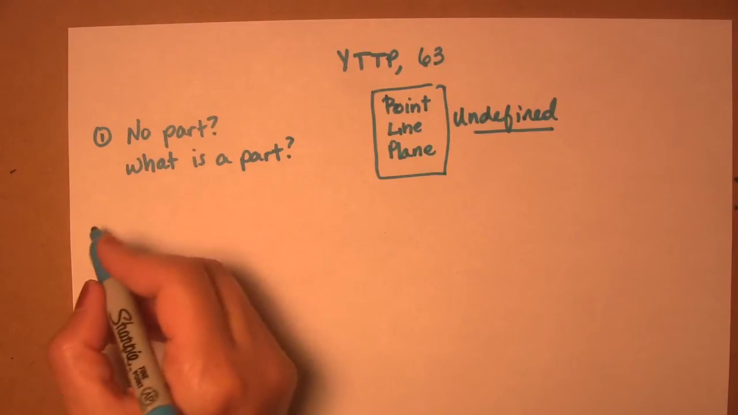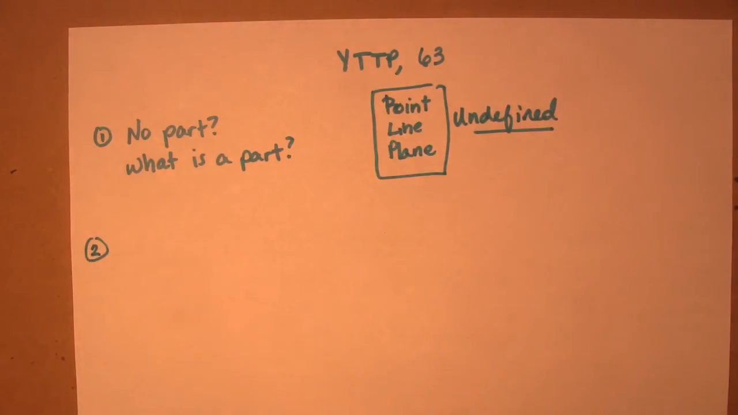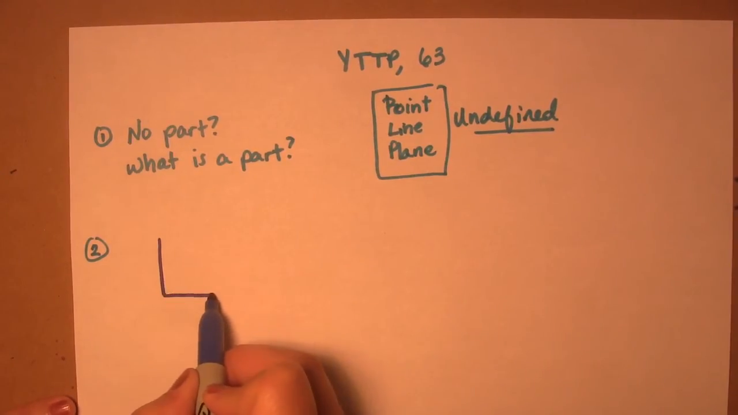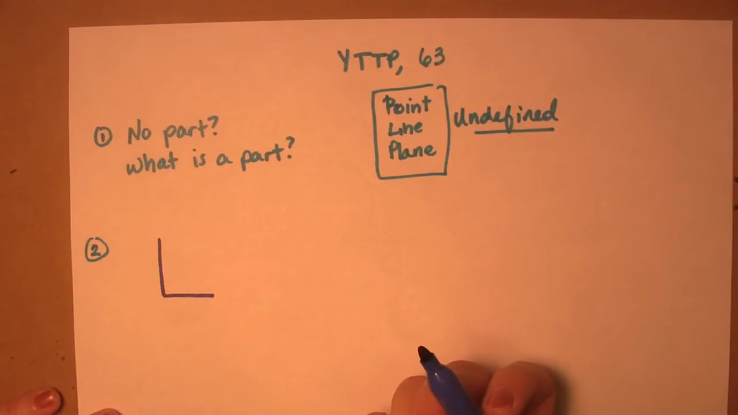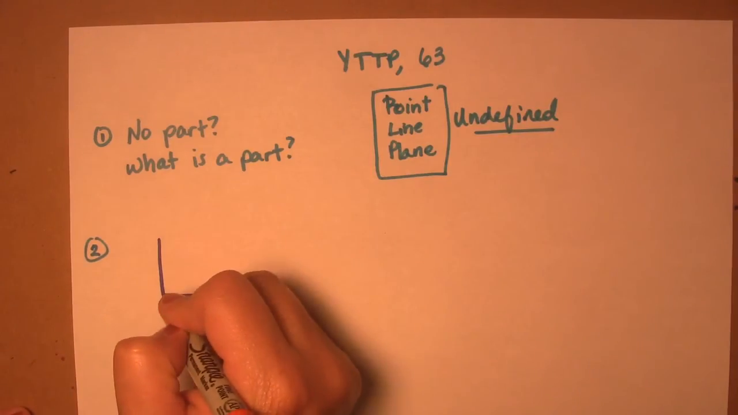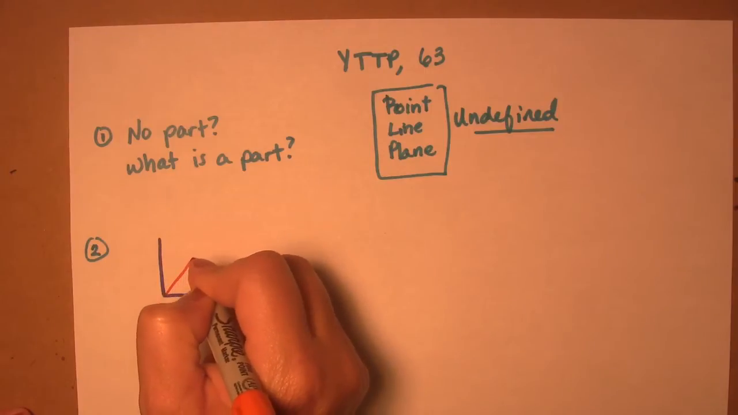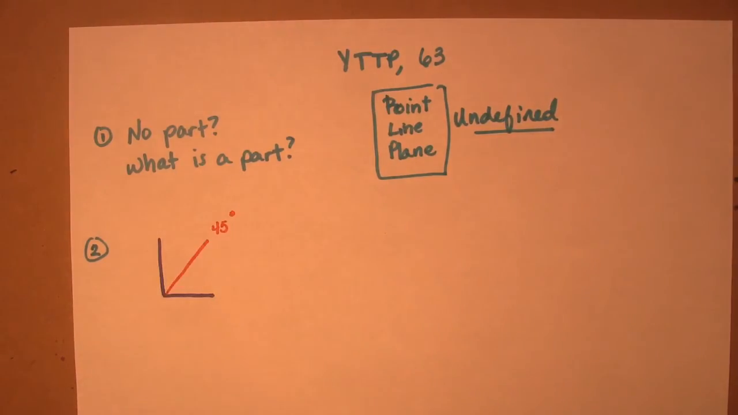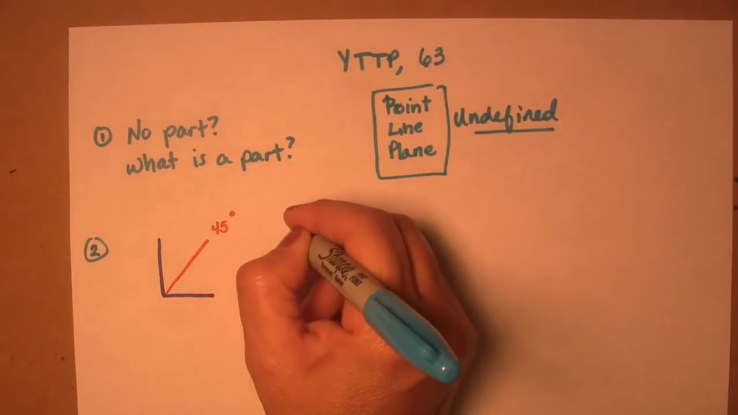Number 2, without a protractor, how would you draw an angle of approximately 45 degrees? Well, I'm pretty good at drawing right angles, and those have 90 degrees. And so half of 90 is 45, so if I just cut this in half, that would be a 45-degree angle. And so that's a pretty good guess.